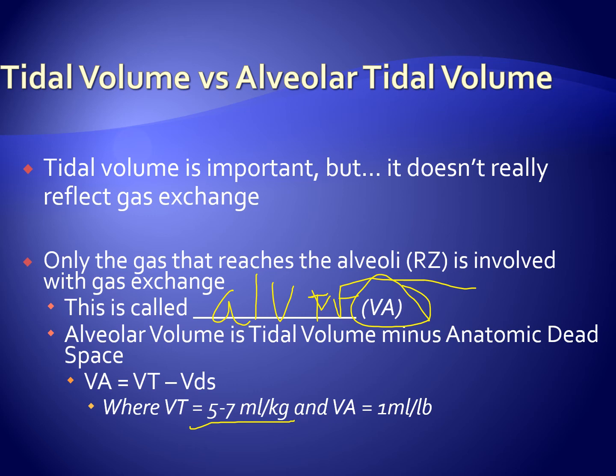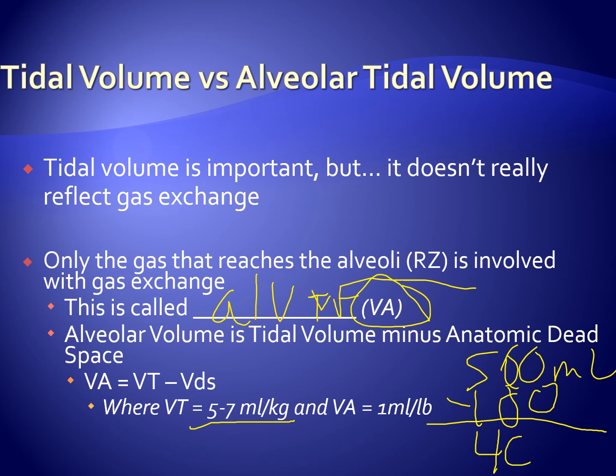If I told you someone's ideal body weight was 100 pounds and their tidal volume was 500 milliliters, all I'm going to do is take their tidal volume of 500 milliliters, and I want to subtract what their dead space is. I told you their ideal body weight was 100 pounds, and we know it's 1 ml per pound. So all I'm going to do is subtract the dead space from their tidal volume, and that means the volume of gas that's actually being exchanged with the alveoli would be 400 mLs for this patient.